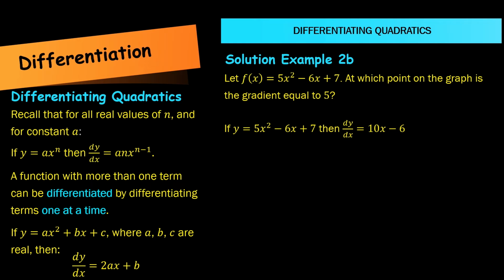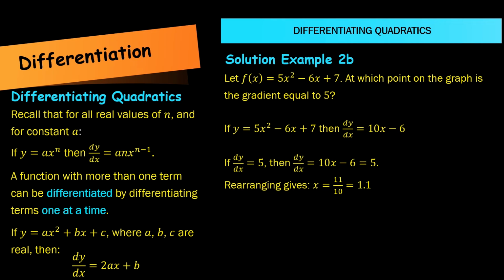Now from our question, we know that the gradient is equal to 5. So therefore, given that dy dx equals 10x minus 6, we can conclude that 10x minus 6 equals 5. If we rearrange this, it gives us that x equals 11 over 10, or 1.1.